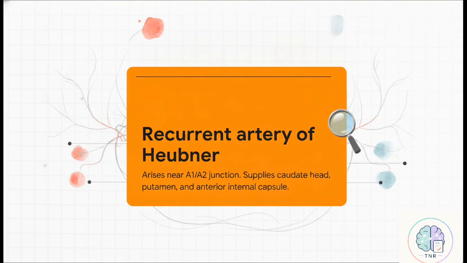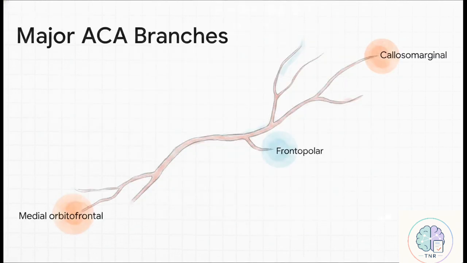Now, this specific branch absolutely demands your attention, the recurrent artery of Heubner. Usually, it pops off right around the A1-A2 junction. But, and here's a massive medical warning that could literally save a patient's life, the takeoff point here is notoriously unpredictable. The literature is all over the place on whether it arises from the distal A1 or the proximal A2. When treating aneurysms here, you have to be hypervigilant about that variability. If this artery gets compromised, you're looking at cutting off blood to the head of the caudate, the putamen, and the anterior internal capsule.